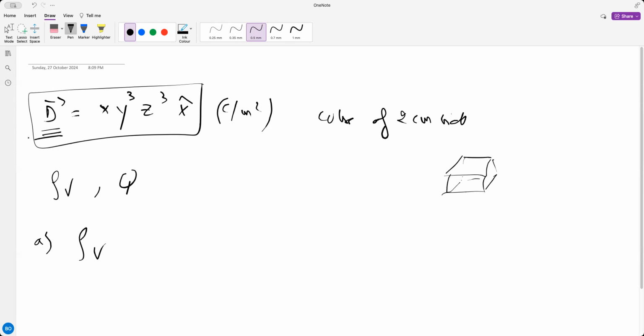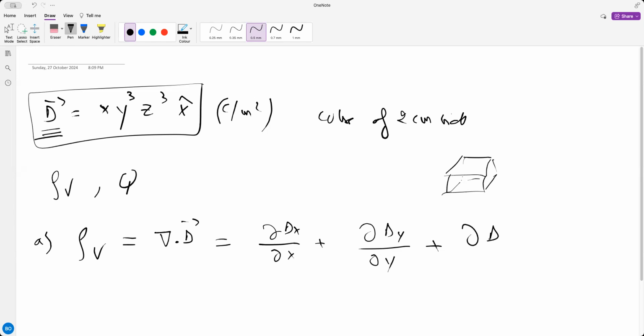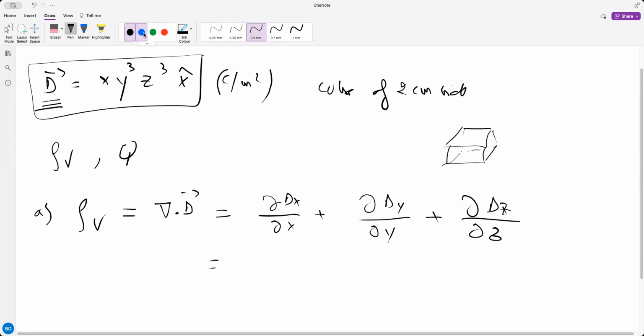Gauss' law tells us that the volume charge density is equal to the divergence of vector D, right? And divergence of vector D is the derivative of the components along X plus the derivative of components along Y plus the derivative of component along Z. Okay, are you following? Is this clear? Please don't forget this kind of equations, because sometimes you will go for the integral, etc. Well, actually, it's not the case. So it's a very easy step.